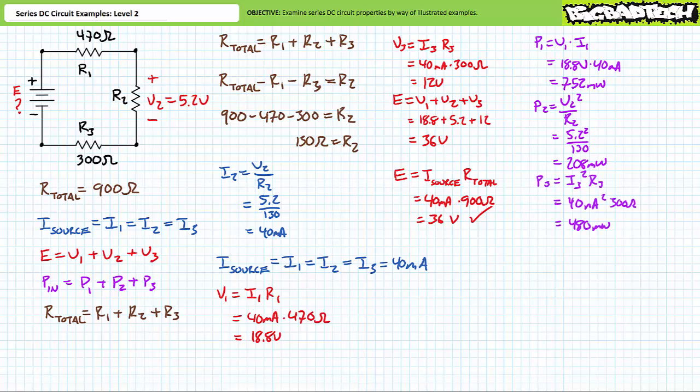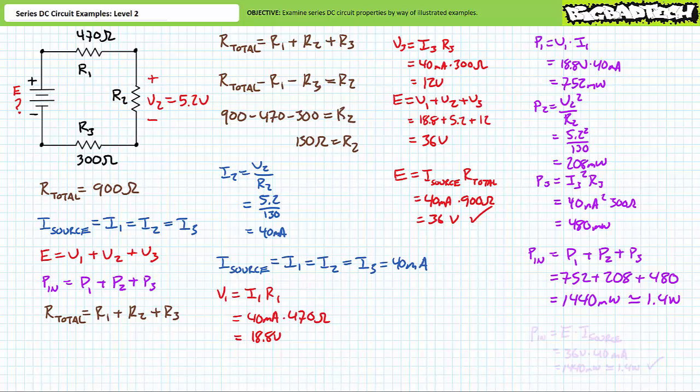Power is also equal to current squared times resistance. P3 equals I3 squared times R3. Substituting our given values demonstrates R3 is dissipating 480 milliwatts of power. Power in equals power out. The summation of P1, P2, and P3 demonstrates the source must be providing 1,440 milliwatts, or approximately 1.4 watts of power. As a means of checking our work, supply voltage times source current does indeed yield 1,440 milliwatts of power.